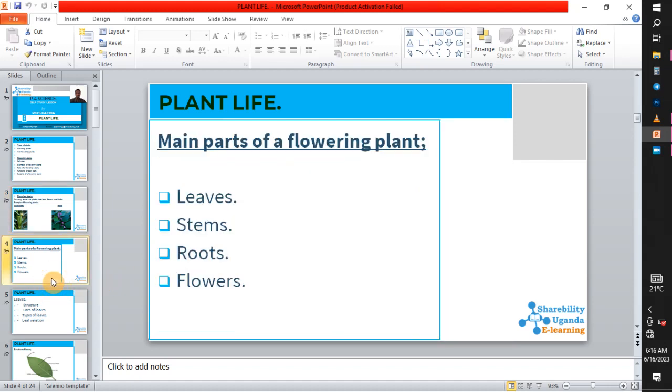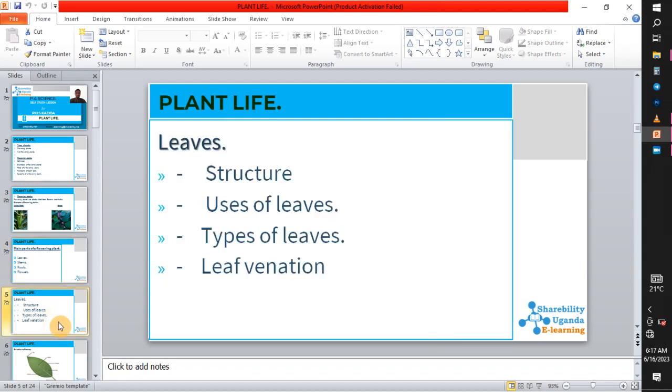Next, the main parts of a flowering plant. A flowering plant has leaves, it has a stem, it has roots, and it has flowers. It bears flowers. That's why it's called a flowering plant. Let us look at the structure of leaves of flowering plants and maybe non-flowering plants. We shall discuss the uses of leaves, the types of leaf, and leaf venation.